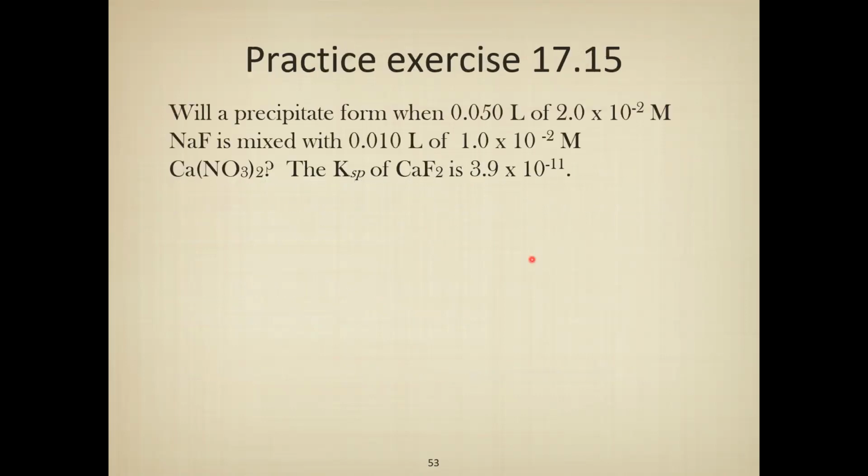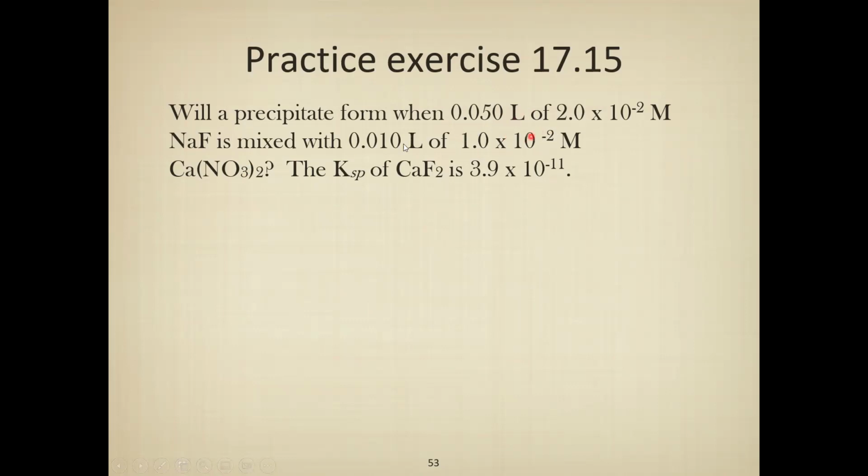And then with the next one, if you want to practice with this one on your own, it's going to be kind of the same idea. It's just now we're looking at sodium fluoride and calcium nitrate. So with the sodium fluoride, we get Na+ and F-. With the calcium nitrate, we get Ca2+ and then 2 of those nitrate ions.